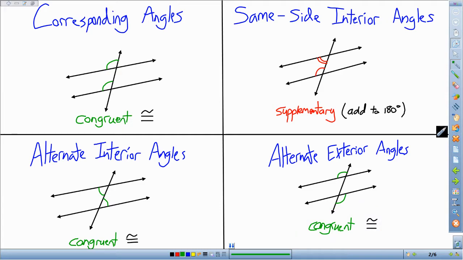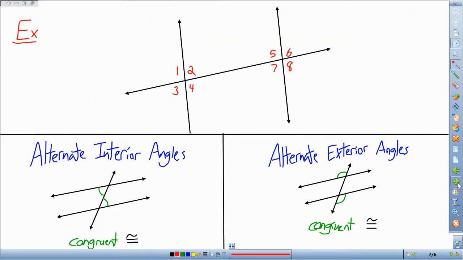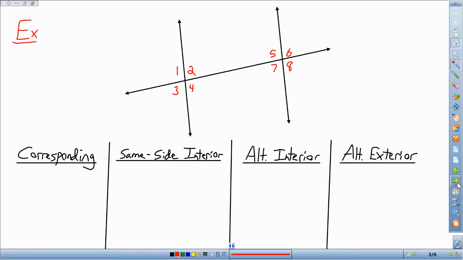Okay, so one big note to keep in mind: all of these angles are congruent to one another except same side interiors. The same side interiors are the weird ones. They're the ones that add to 180. Everything else is equal, congruent. So just start to keep that in mind. All right, so what we're going to do is try out an example where we list all of the different types of angles we have here. Take a minute, go ahead and copy down these 4 categories, and we'll try it together.